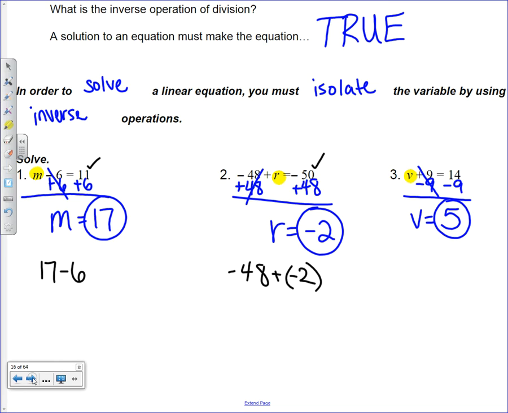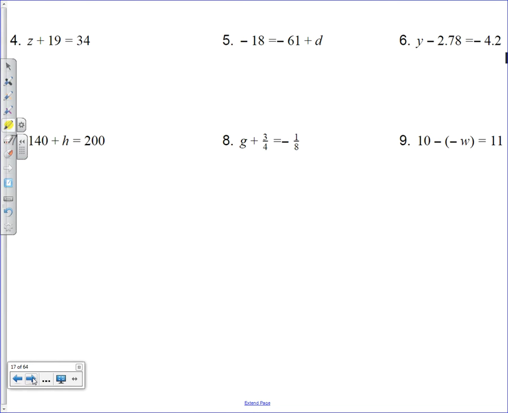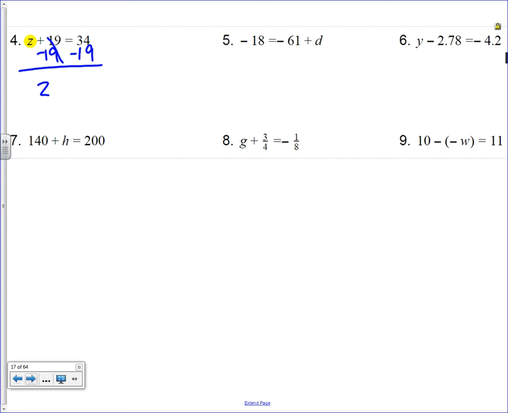I want to isolate this Z. How am I going to do that? Yeah, the only thing attached to the Z is that 19. It's being added, so we will subtract it. So z equals 15.